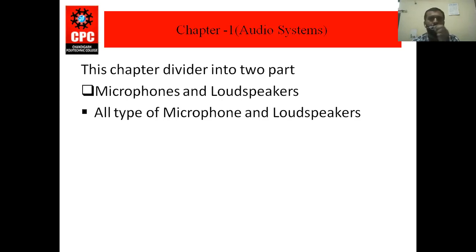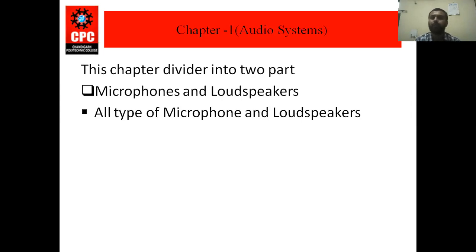As we are using this microphone, the function of this microphone is to convert my audio signal into an electrical signal, and after that processing goes on. And the function of a loudspeaker is opposite to the microphone: a loudspeaker converts the electrical signal to an audio signal. In the first chapter, we'll discuss all types of microphones and loudspeakers.